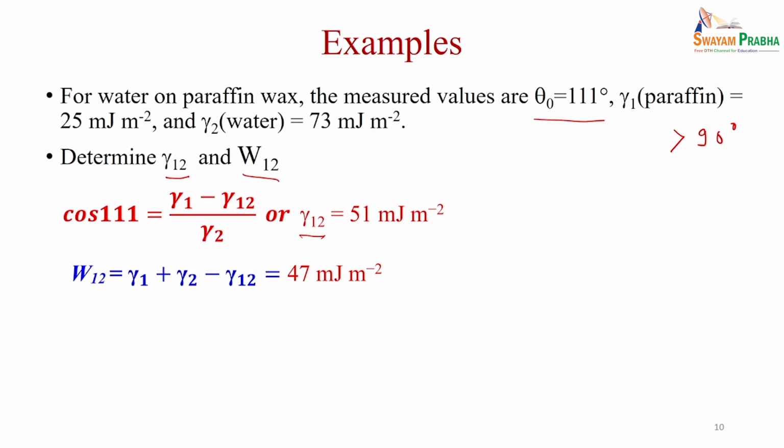millijoule per meter square. Now, once gamma 1 2 interfacial tension is known, we can calculate the work of adhesion, gamma 1 plus gamma 2 minus gamma 1 2, and its value is coming to be 47 millijoule per meter square. Now, we will just see how we can go in either way. We can first calculate the W12, then we can calculate the interfacial tension gamma 1 2.